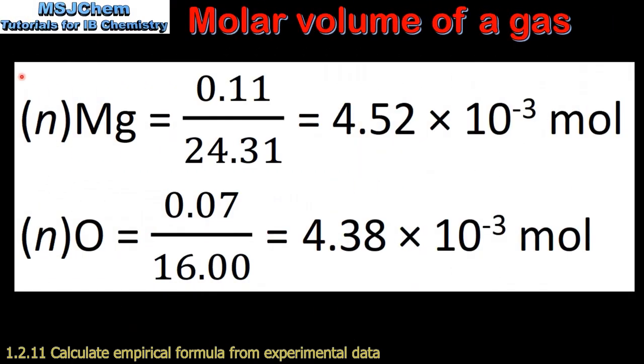The next step is to calculate the amount in moles of magnesium and oxygen. To do this, we divide the mass of magnesium by the molar mass of magnesium, which gives us 4.52 times 10 to the negative 3 moles. For oxygen, we divide the mass of oxygen by the molar mass of oxygen, which is 16.00 grams per mole, and this gives us 4.38 times 10 to the negative 3 moles.